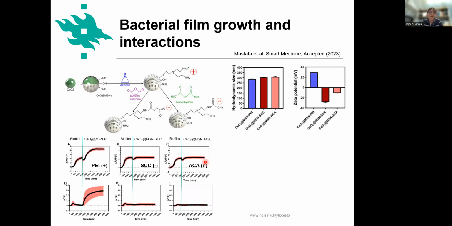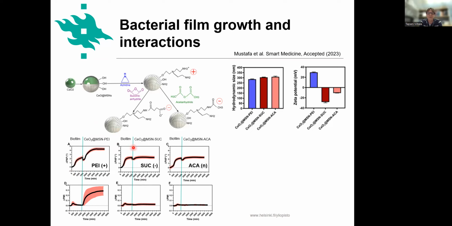And when we then injected these particles, we could see a clear difference in the responses. Now the first part here, you can see before the green vertical line is the biofilm part I was showing in the previous slide. After that, we inject the particles, and we can follow the change in SPR angle as well as the change in SPR intensity. And we can see clear difference for the positively charged particles compared to the negatively charged and neutral particles.